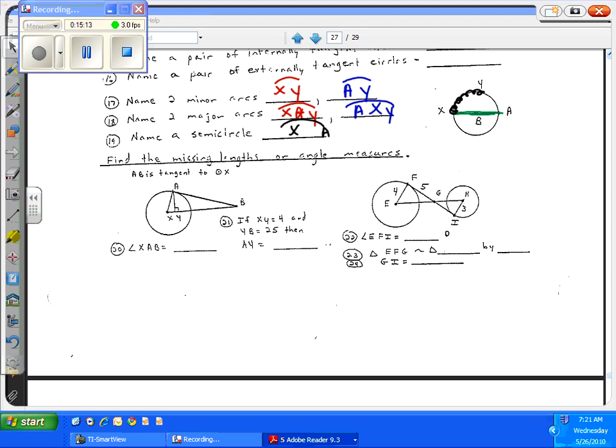We can go the top way, and we would have XYA, and we could go the bottom way. So there's two semicircles. You can't just call a semicircle XA because there's two semicircles from X to A. So we have to use three letters. If we go the top way, we would have XYA. If we go the bottom way, there's not another letter in there, so we cannot name the bottom semicircle because we would have to have three letters to name it. Okay?